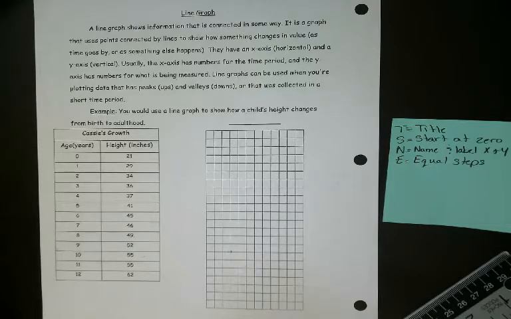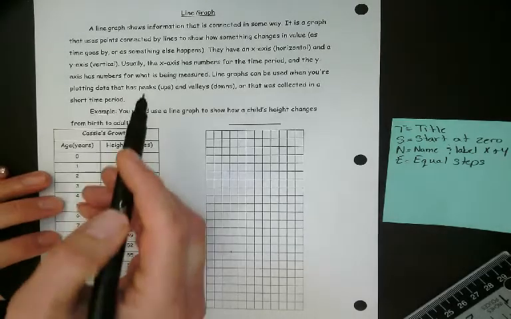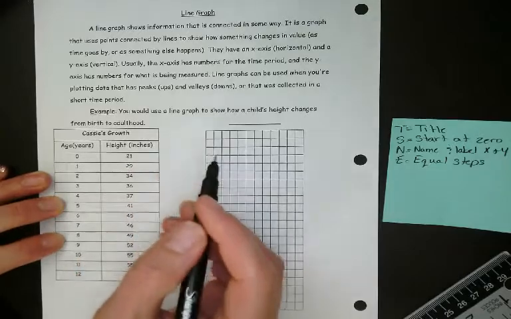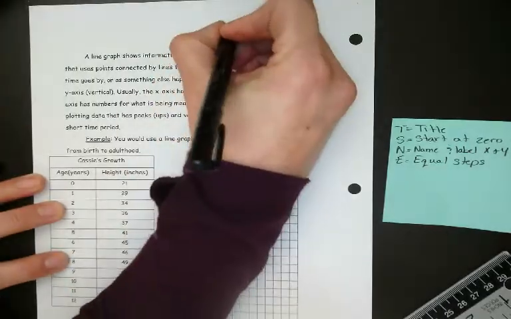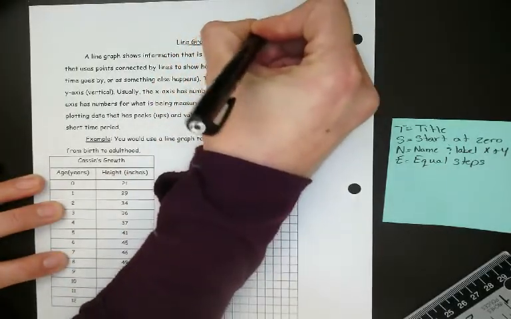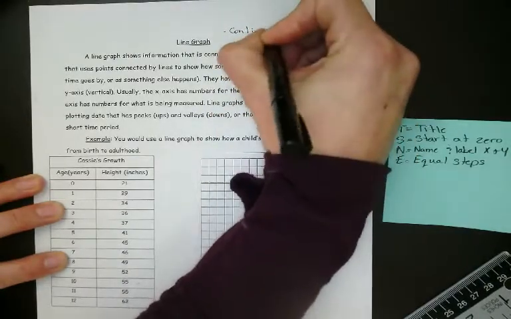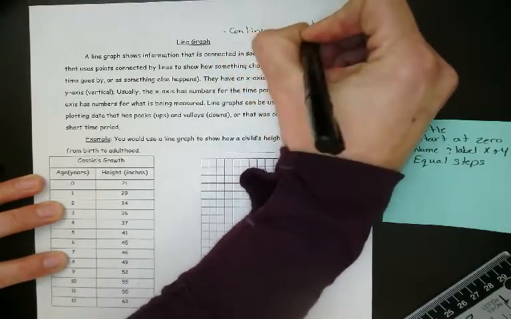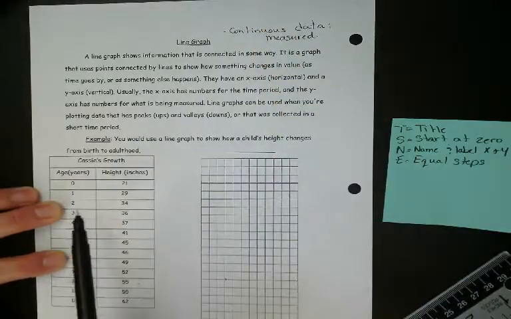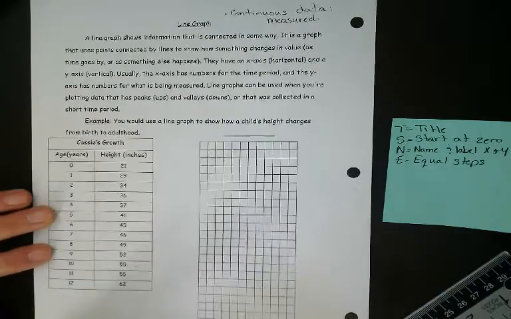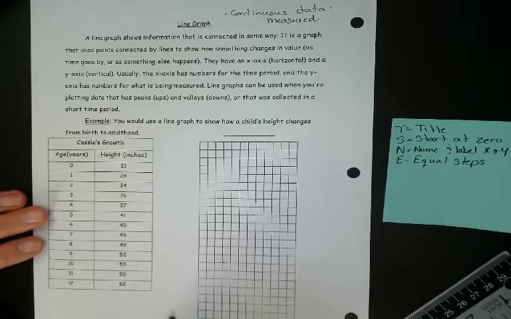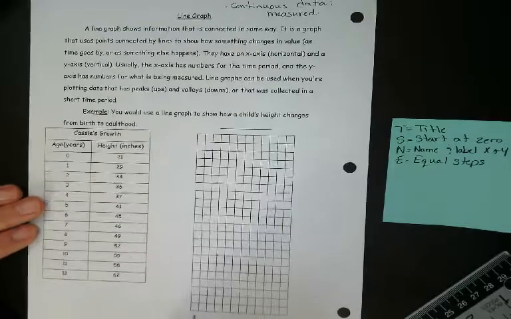Line graphs can be used when you're plotting data that has peaks, ups, and valleys, downs, or that was collected in a short time period. So right here we said measured. Remember, data that is measured is continuous data. It's measured, and we connect the points on the graph because we can look at how something changes, and if something changes, it doesn't necessarily only jump by one specific or a whole number. It can jump by part of a number, or it can go down by part of a number.